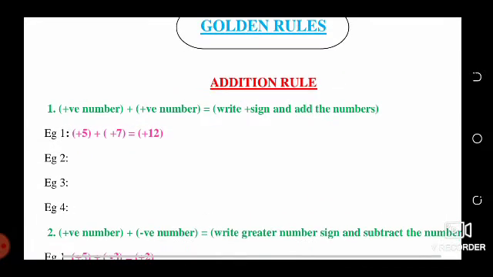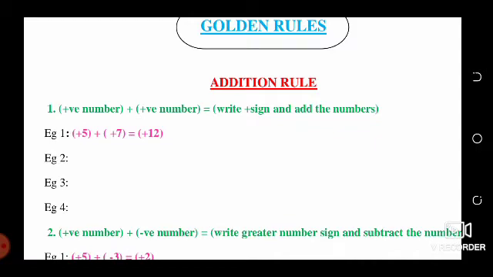The first rule is if we add a positive number with a positive number, we have to write a positive sign and we have to add the numbers. For example, plus 5 plus 7. These are the two positive numbers and we have to add. Since it is plus and plus, we write a plus sign and add the numbers. 5 plus 7 is 12.